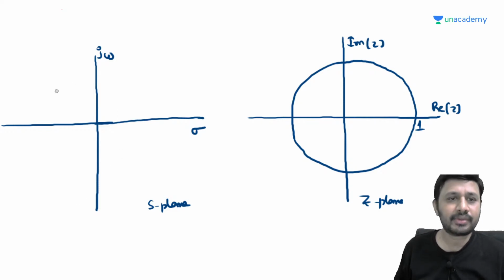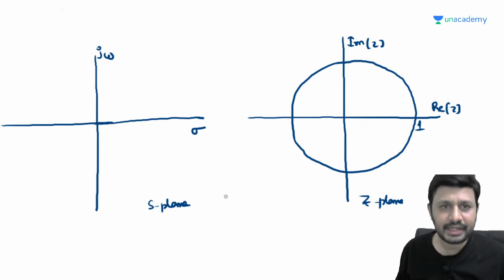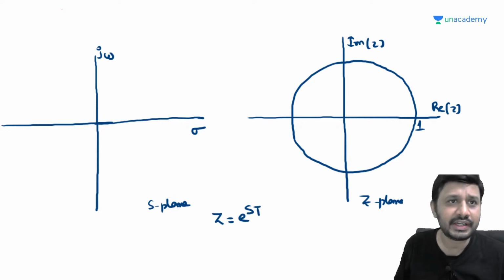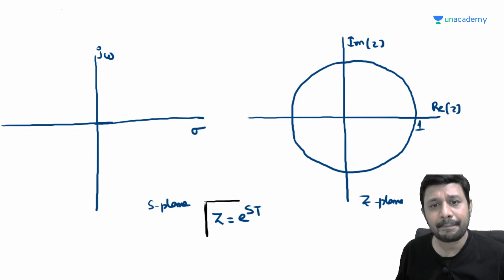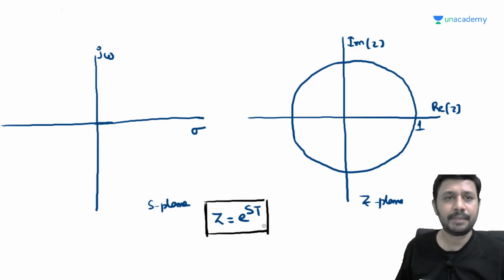I think you understood the idea. Suppose if I take a point in S plane, what is the corresponding point in Z plane? Remember, the relationship between Laplace transform and Z transform, or the relationship between S plane and Z plane, or the relationship between analog frequency and digital frequency, is given by Z is equal to e power st. Remember this relation.